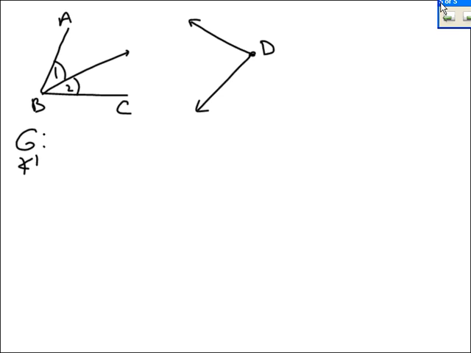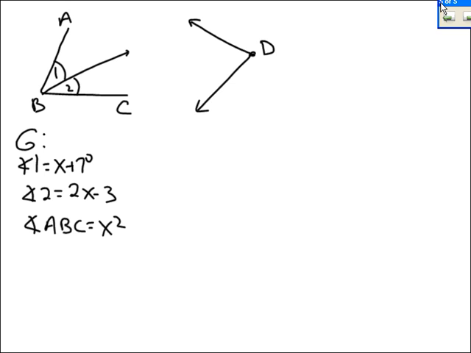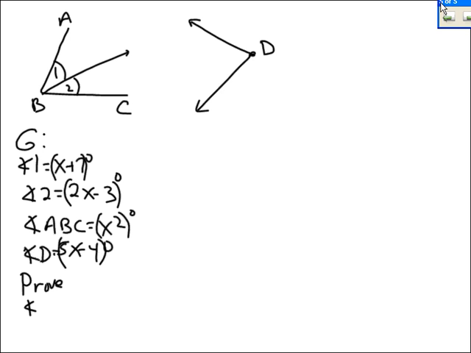You are given that angle 1 is x plus 7 degrees, and that angle 2 is 2x minus 3, and angle ABC is x squared, and that angle D is 5x minus 4, and these are all, of course, in degrees. And you want to prove that angle ABC is equal to angle D.